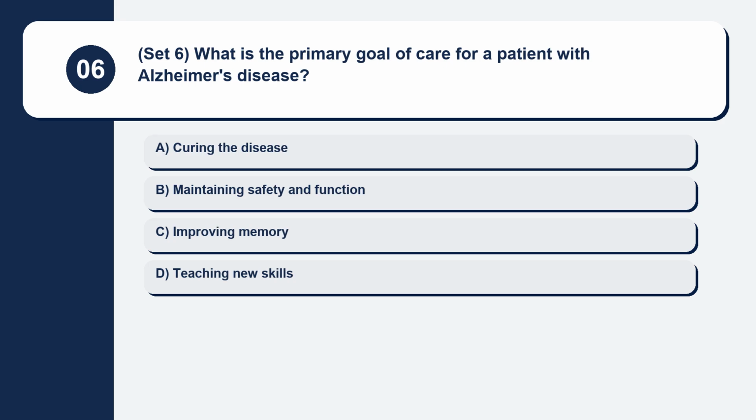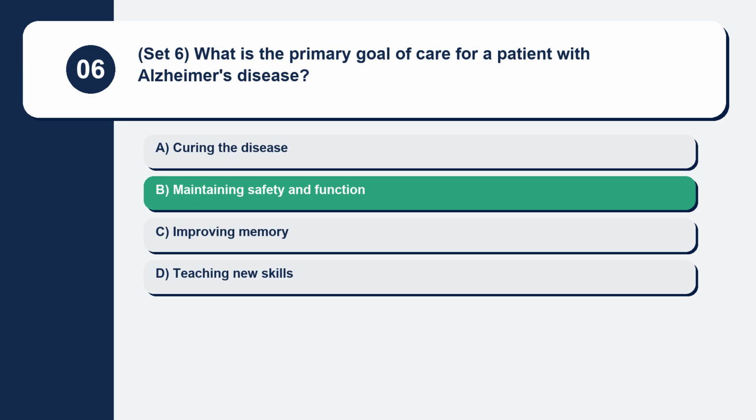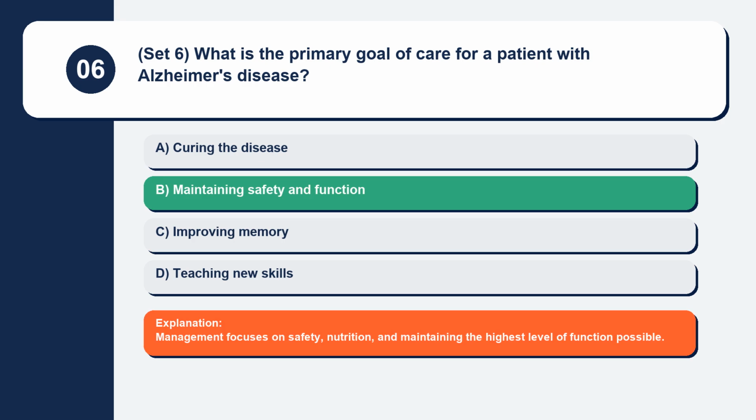Question 6. Set 6. What is the primary goal of care for a patient with Alzheimer's disease? Curing the disease, maintaining safety and function, improving memory, teaching new skills. Management focuses on safety, nutrition, and maintaining the highest level of function possible.